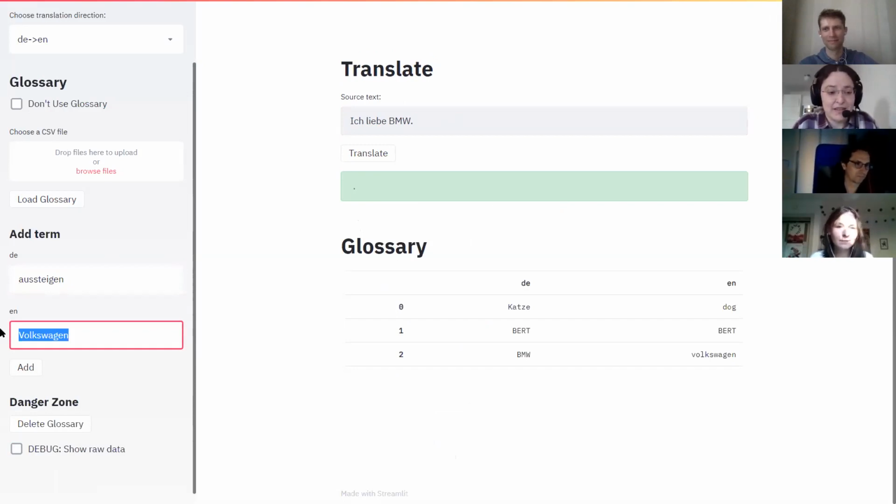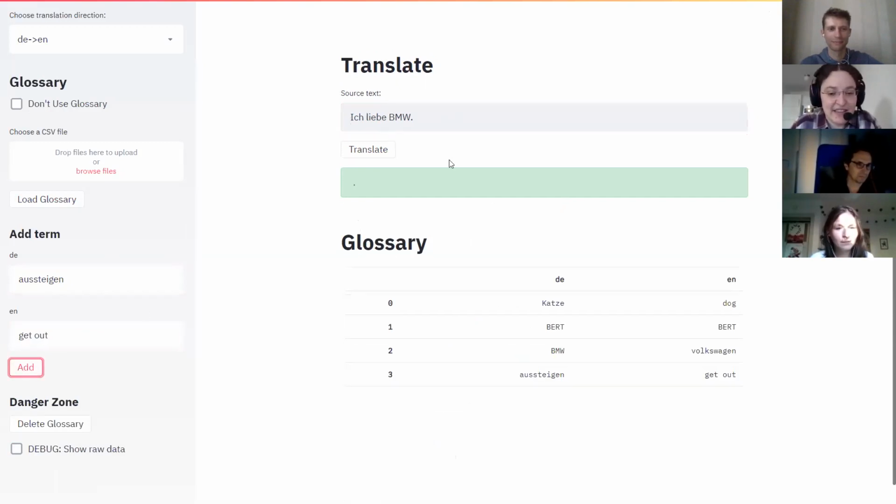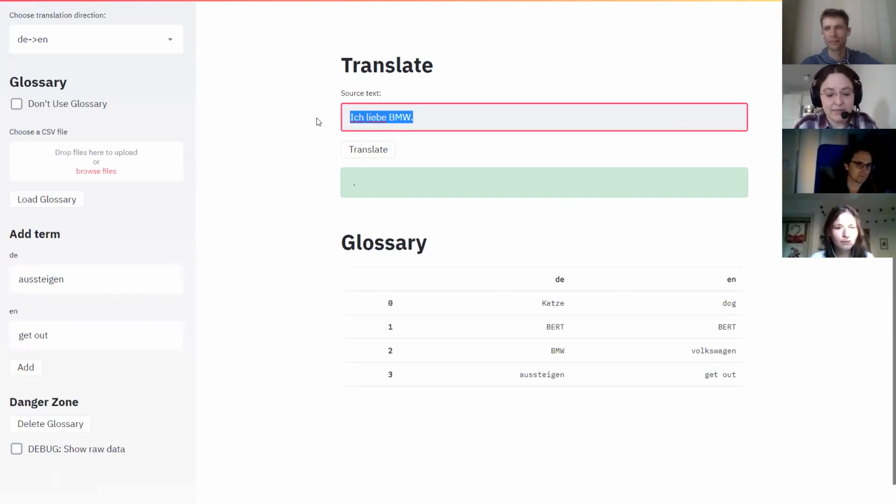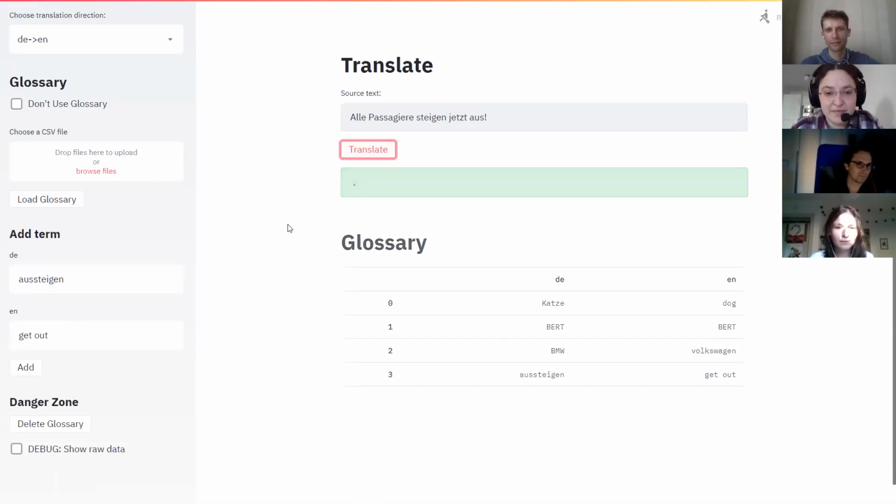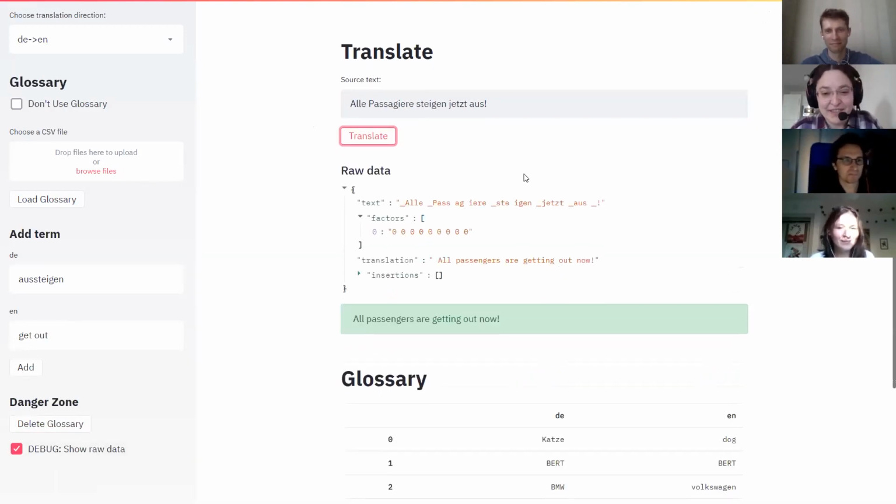And maybe we can translate it as, instead of disembark, what can we translate it as? Get out. Get out. Okay. Yeah. Nice. And then we need a sentence. So maybe alle Passagiere steigen jetzt aus. Maybe. Let's see. Okay, yeah, so that's nice. It works after all. I'm never sure, when I'm running this demo, if it's going to just kind of ignore everything. Okay.